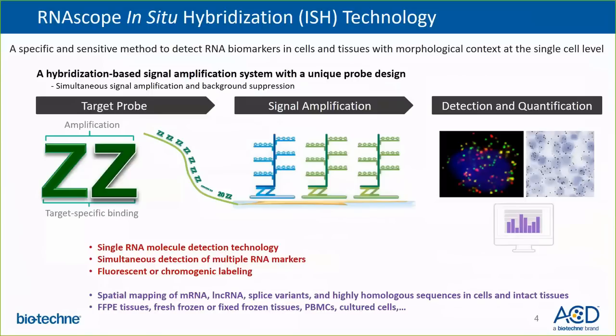The assay allows for the spatial mapping of messenger RNA, long non-coding RNA, splice variants, and highly homologous sequences in cells and intact tissues, all of which can be visualized with either fluorescent or chromogenic labels. And the assay can be performed on a wide variety of sample types, including FFPE tissues, fresh frozen or fixed frozen tissues, PBMCs, and cultured cells.